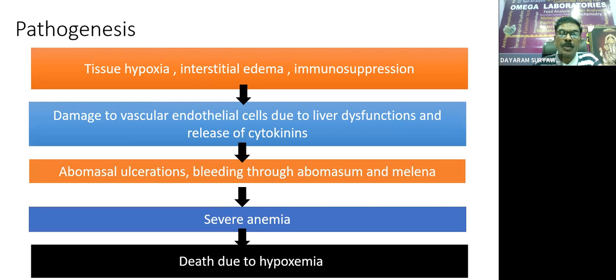After that, tissue hypoxia, interstitial edema, immunosuppression, then damage to the vascular endothelial cells due to the liver dysfunction and release of the cytokines. Then abomasal ulceration will be there, extensive bleeding through the ulcers, and sometimes the clinical sign of melena will be observed. Then finally there is development of severe anemia, and death is observed because of the severe hypoxemia, the loss of oxygen to the tissue.